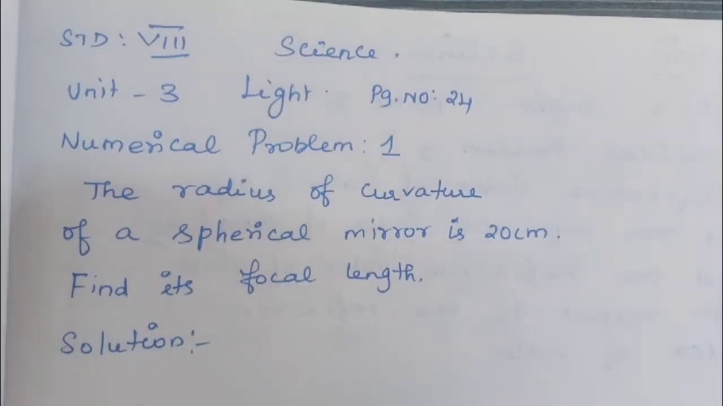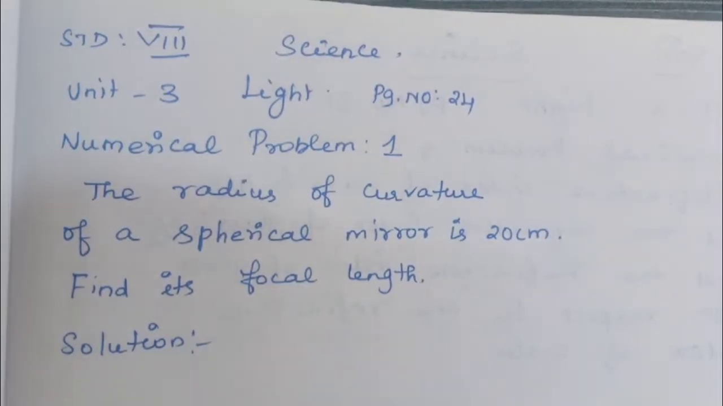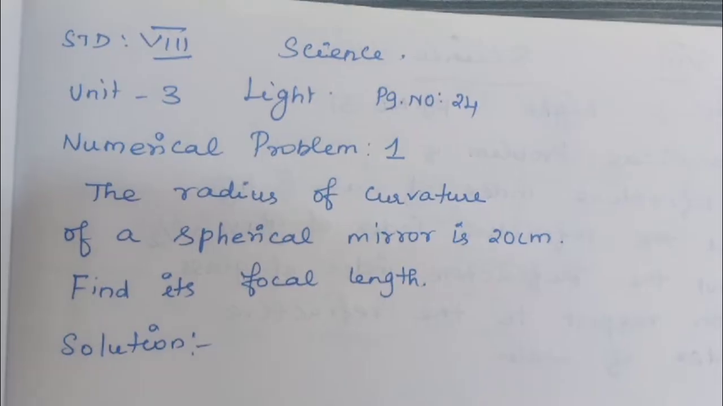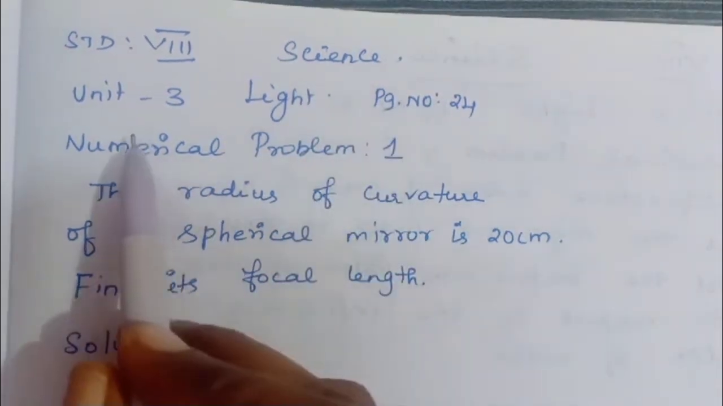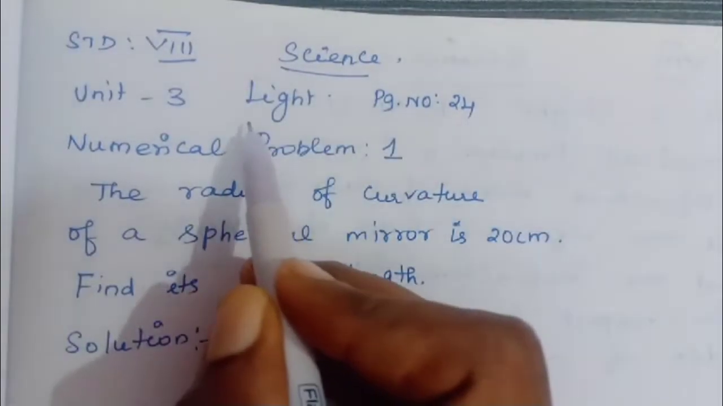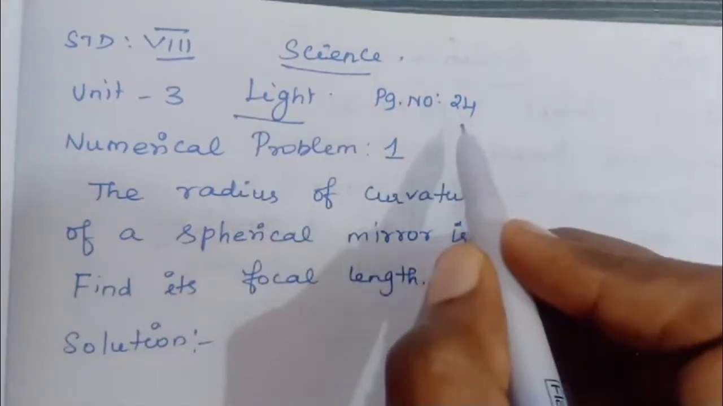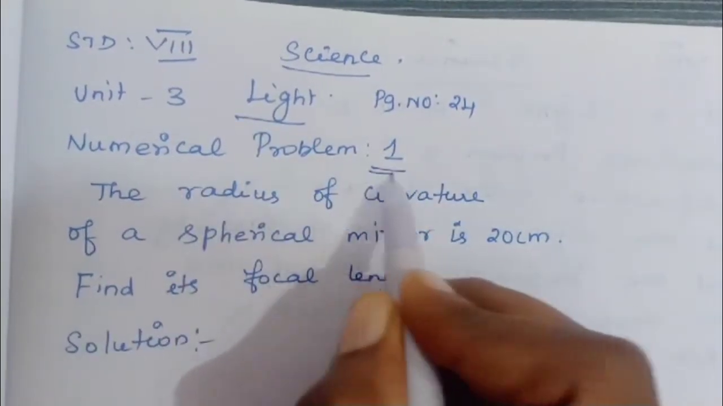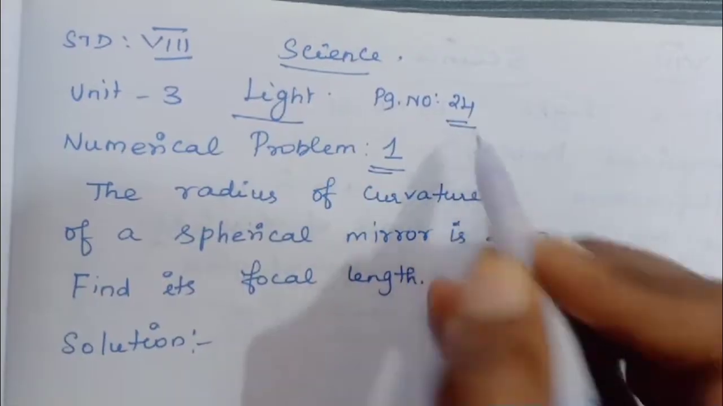Hello children, in this video we are going to learn about standard 8th science, unit number 3. Name of the lesson is Light, and numerical problem number 1. It is on page number 24.